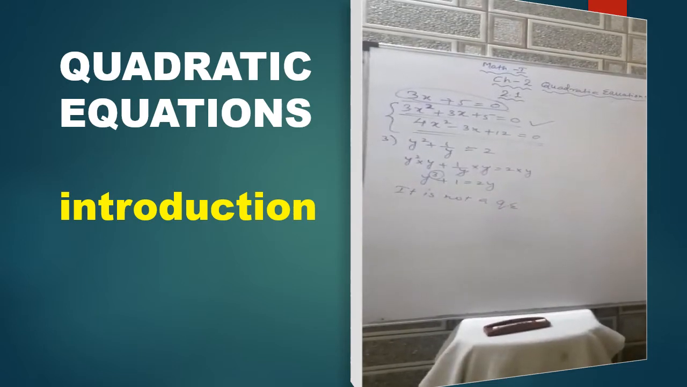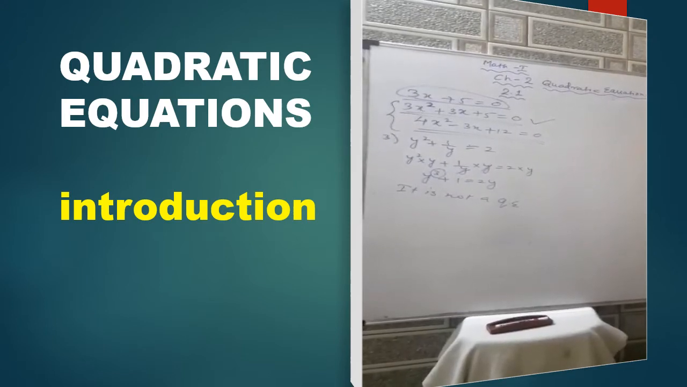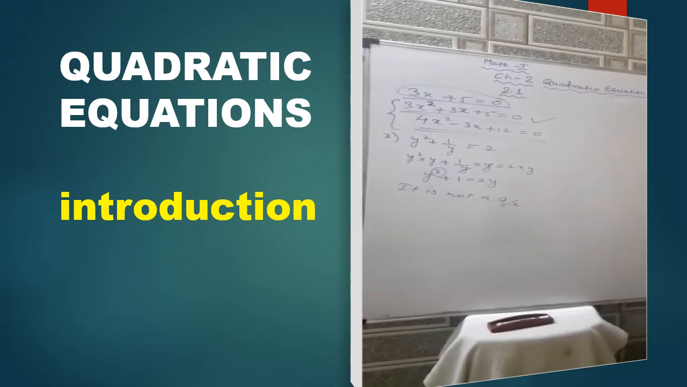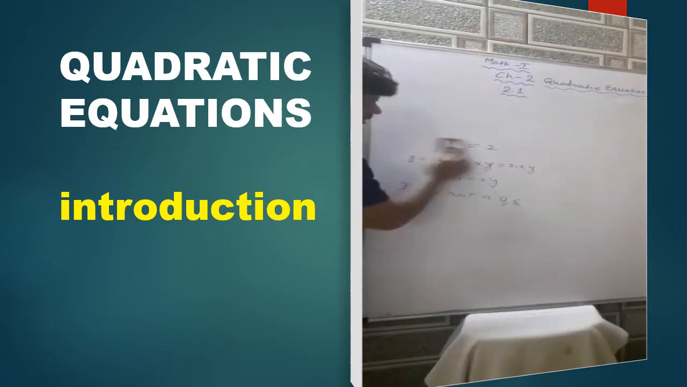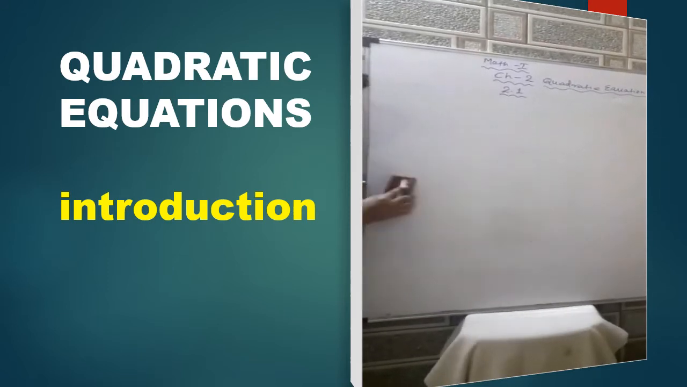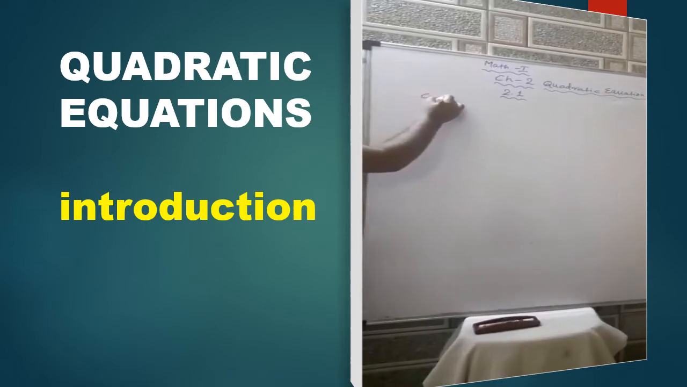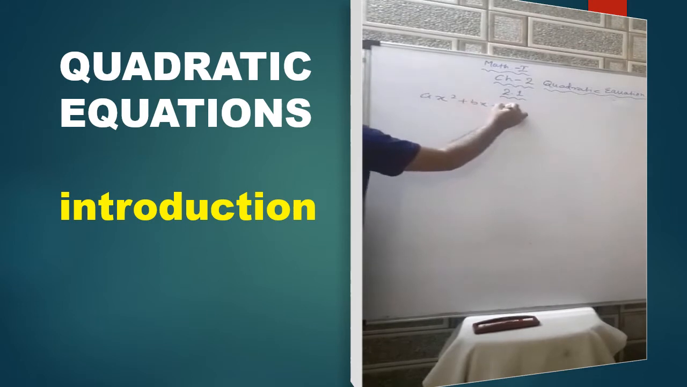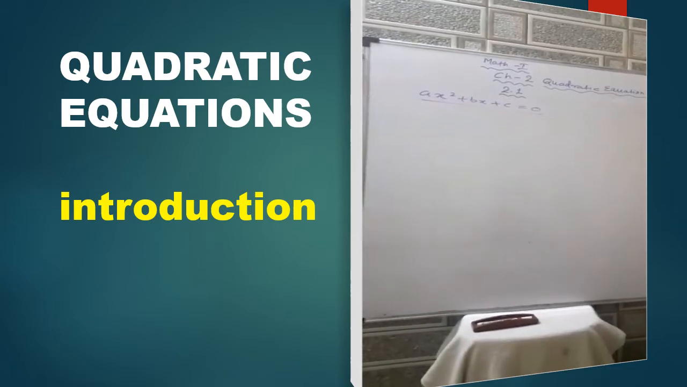Now the third one: write the following equation in the form ax square plus bx plus c equals 0. Then write the value of a, b, c. So for the third one, we have to write down the value of a, b, c. We know the quadratic equation is always written in the general form ax square plus bx plus c equals 0.